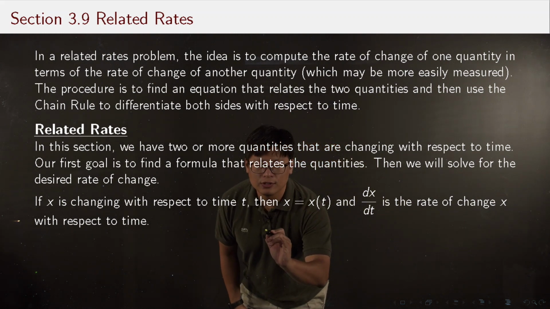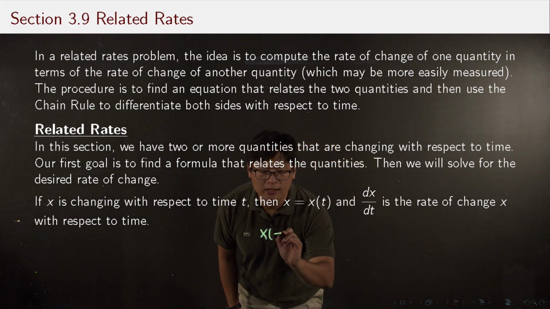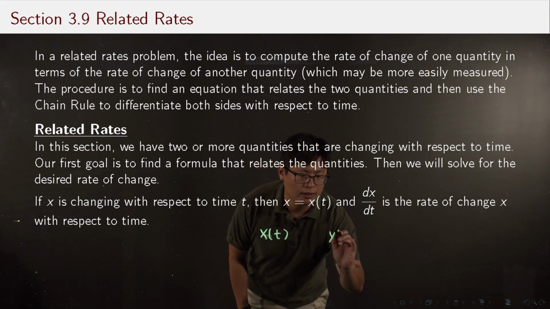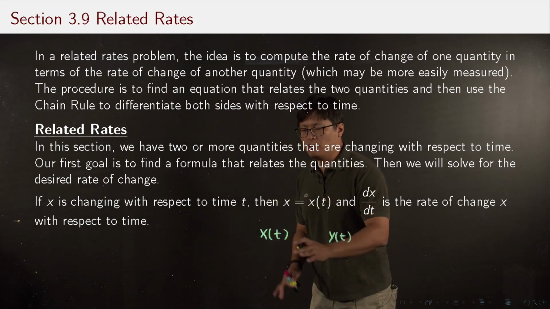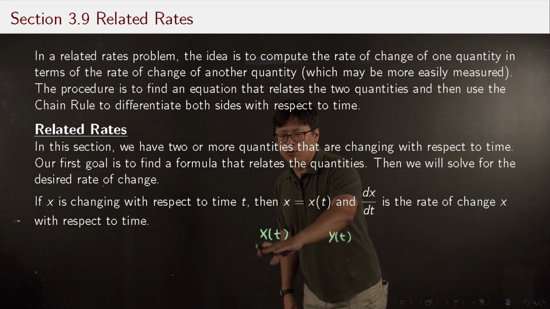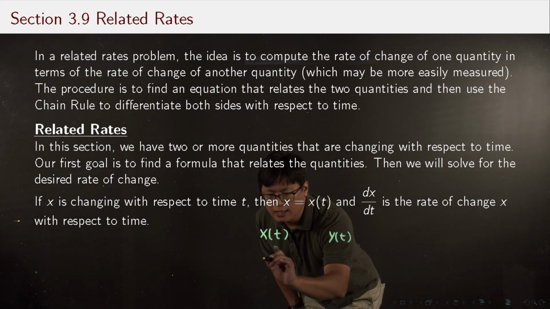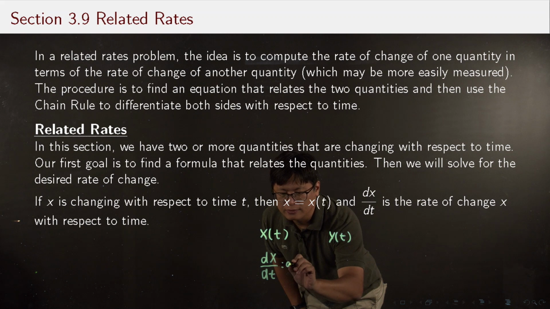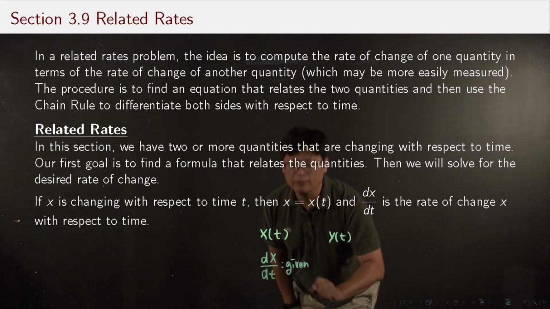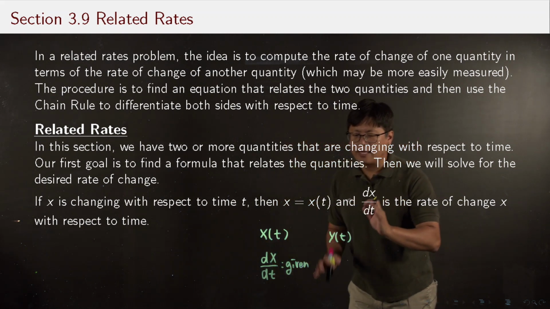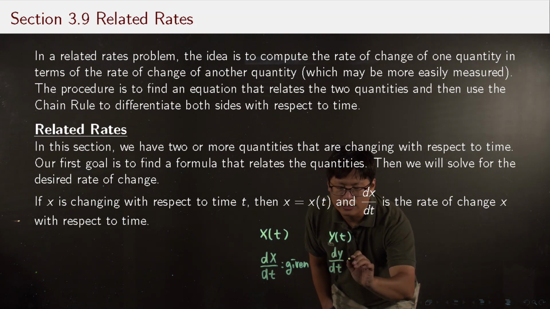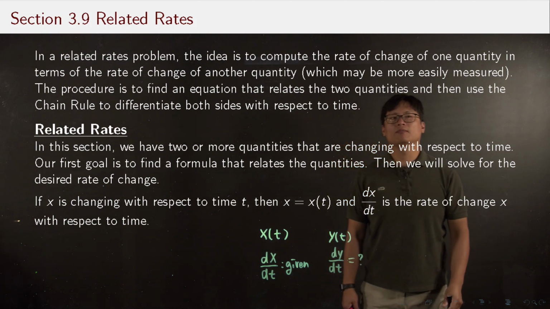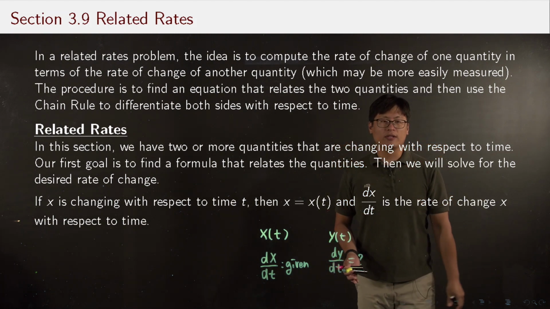Okay, here we go. So you have x of t and y of t. And then in the problem, for example, the rate of change of one side will be given, which means dx/dt is given. Then in the problem, we're gonna ask you to find dy over dt. This will be the question, okay? So this is basic setting for the related rate problem.